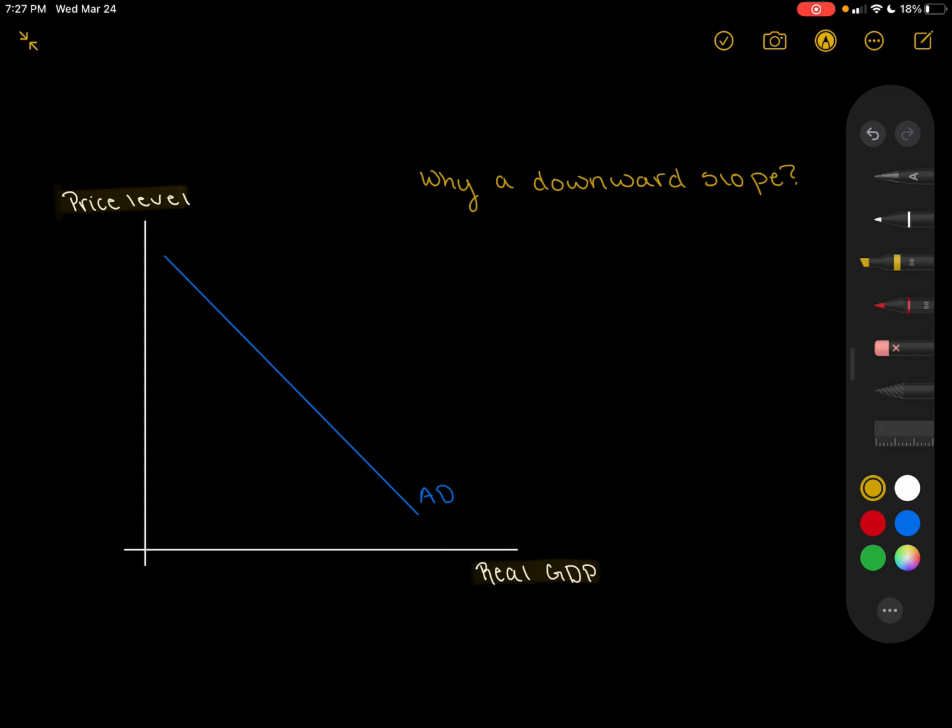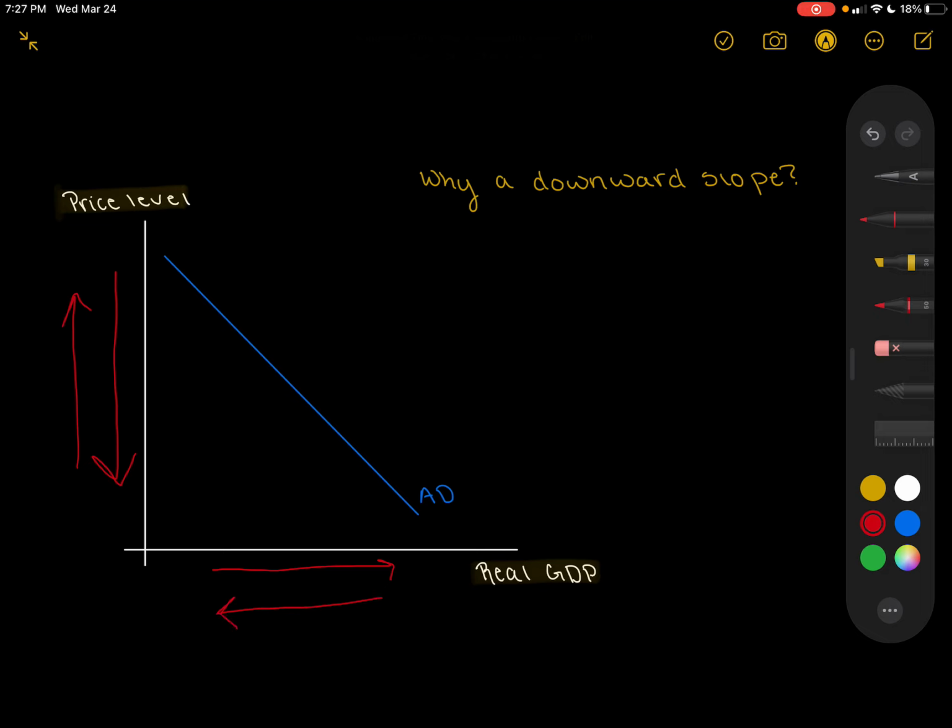So what this is saying to us is that price level and real GDP have some sort of negative relationship here. And if we look a little bit closer at it, we can see that as real GDP increases, this is associated with a decrease in price level. Whereas if we look at it in the opposite direction, if price level were to increase on us, we would see this decrease in real GDP.